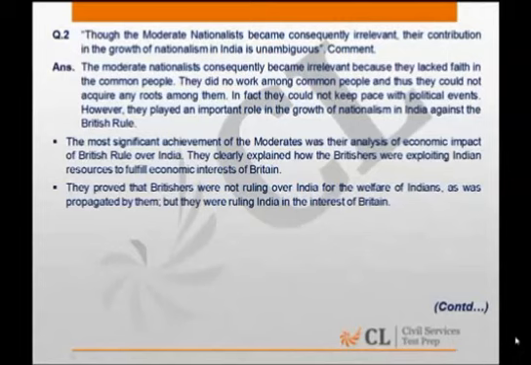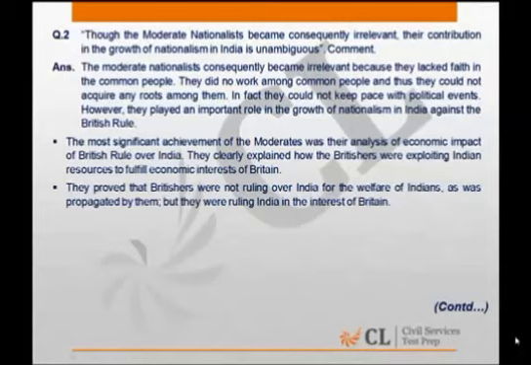Now come to question number 2, a question of modern India, Indian history. The question reads: though the moderate nationalists became consequently irrelevant, their contribution in the growth of nationalism in India is unambiguous. Comment. Now this question is more analytical in nature, hence the main part of the body would be analysis. The question is less factual or information based, rather more analytical.